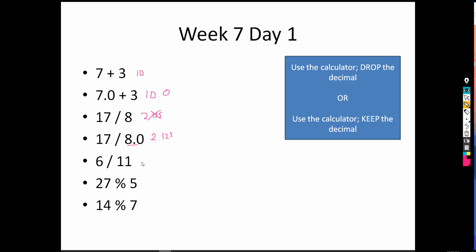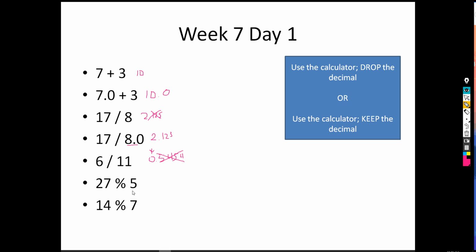6 divided by 11 has to be an int, but 6 divided by 11 is 0.5454, etc. You've got to be an int though. So we did the calculator. Now we drop the decimal. So this is 0. Java will see that as being 0.